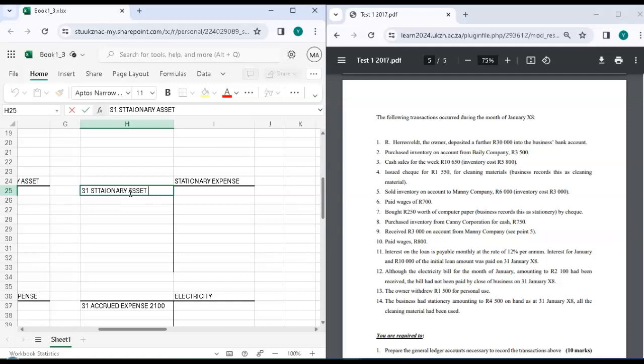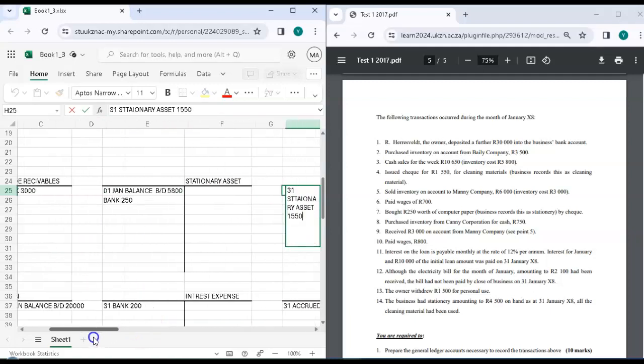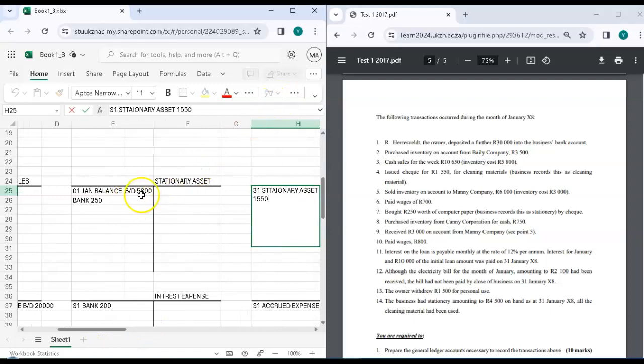and the amount I said was 1,550. Now you go and you take it out, because remember, this is all the stationery we bought, but we don't have 1,550 because we used it now, so we take it out from the stationery we have as an asset. Okay, so stationery expense and the amount 1,550.